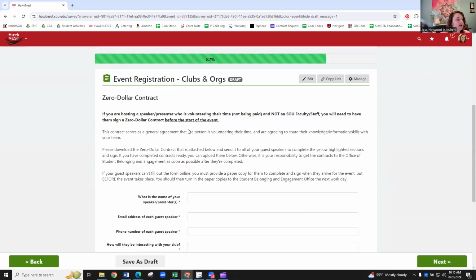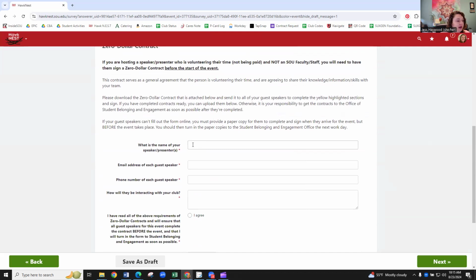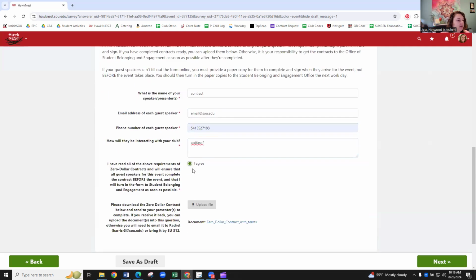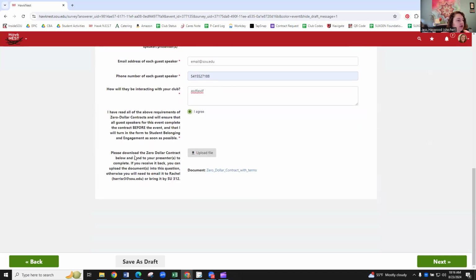The next page we see is a $0 contract. So we put in that we are not paying our contract. So we are going to put the information here for the contractee and how they're going to be interacting with the club, for example, guest speaker. And then downloading the $0 contract, sending it to your presenter and having them fill it out and send it back to you, send it back to us. If you already have done that, then you can go ahead and upload the file.